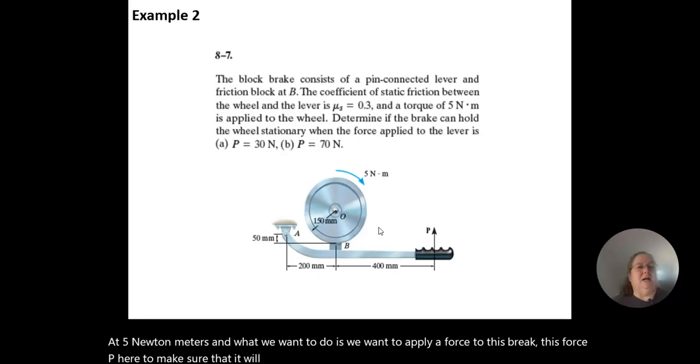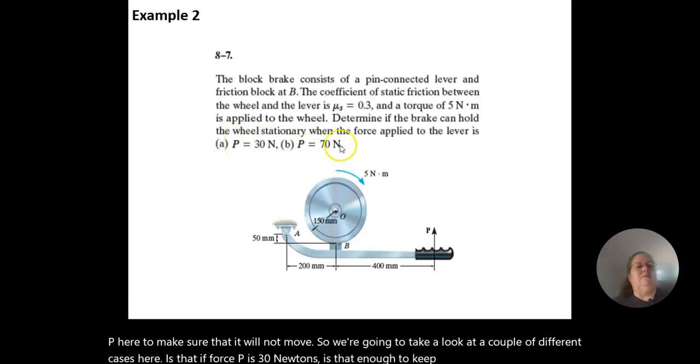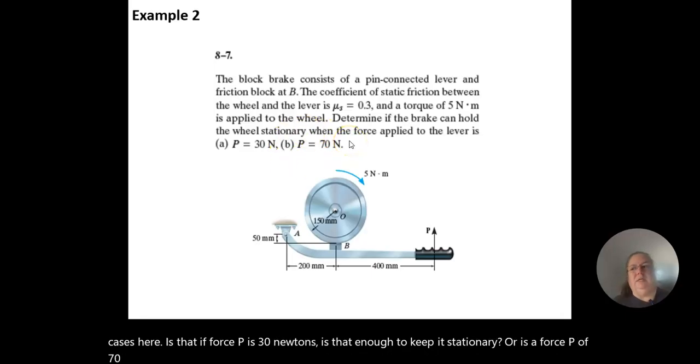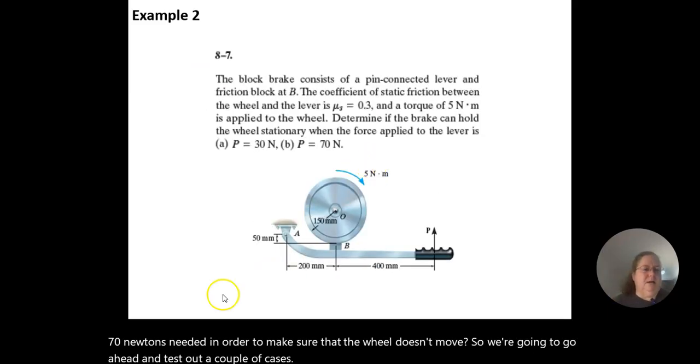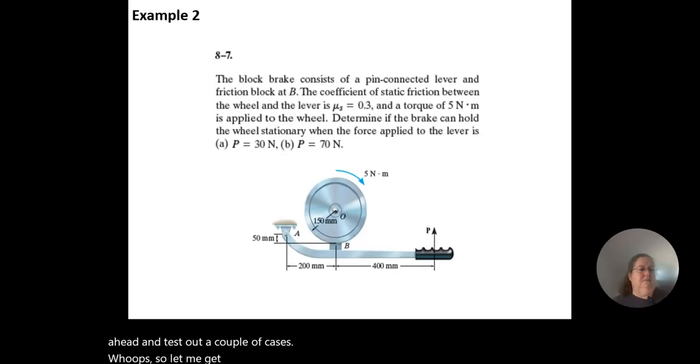So we're going to take a look at a couple of different cases here. If force P is 30 newtons, is that enough to keep it stationary? Or is a force P of 70 newtons needed in order to make sure that the wheel doesn't move? So we're going to go ahead and test out a couple of cases. Let me get my iPad set up so that we can do that.